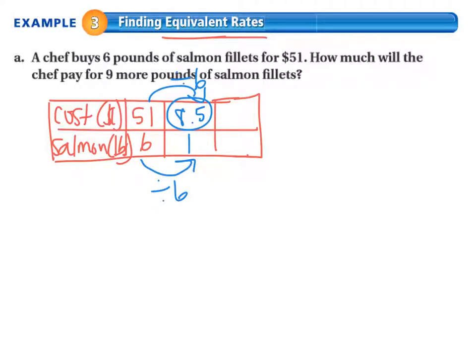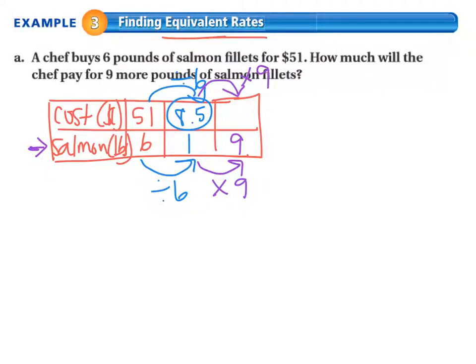But what am I being asked? How much will the chef pay for 9 more pounds of salmon fillets? Well, here's the pounds column right here. So that means I want this to be 9. So I'm going to go from 1 to 9. How do you do that? You multiply by 9. If I do it to the bottom, I do it to the top.